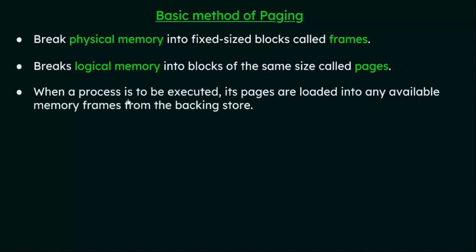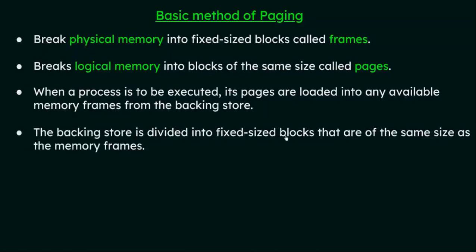Now, when a process is to be executed, its pages are loaded into any available memory frames from the backing store. Whenever we want a process to be executed, the pages of that process, which are the blocks of memory into which the process is divided, will be loaded into the frames. And frames are the blocks in the physical memory. Since they are of the same size, we know that one page will perfectly fit into one frame. So this is how it is done.